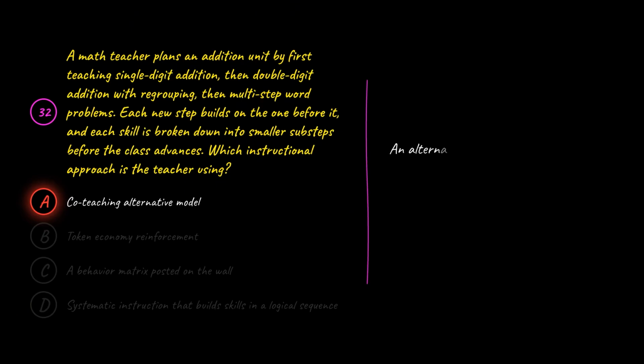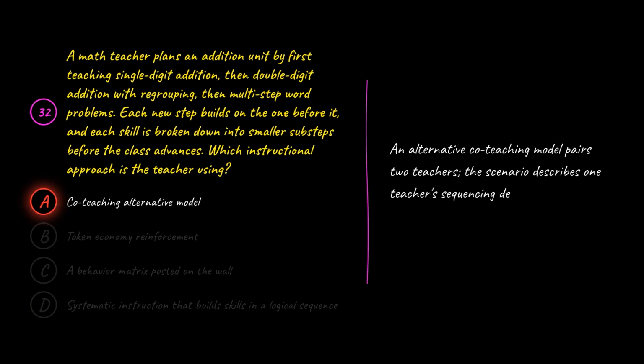A is wrong because an alternative co-teaching model pairs two teachers. The scenario describes one teacher's sequencing decisions, not a co-teaching arrangement.